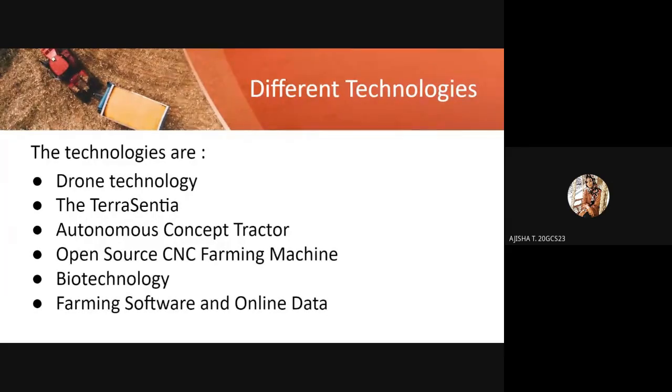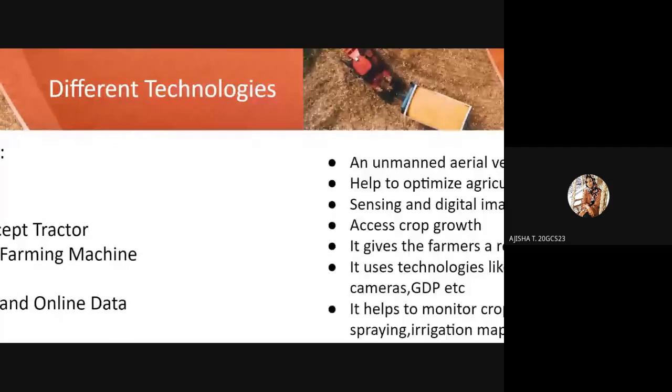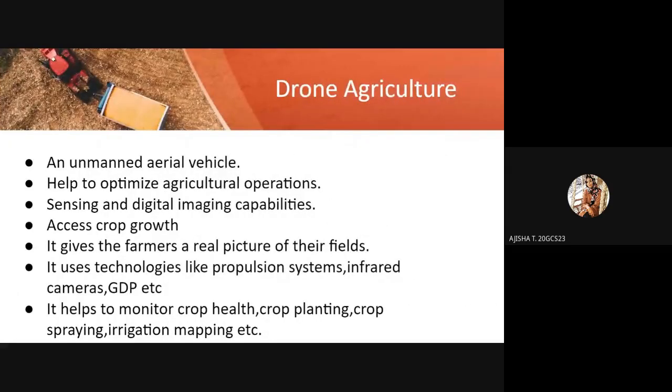Actually, there are plenty of technologies invented to enhance the agricultural sector, like drone technology, Terrasentia, Case IH autonomous concept tractor, open source CNC farming machine, biotechnology, farming software, and online data, etc. These are a few examples of modern technologies in agriculture. So now, let me give you a brief idea on some of these technologies. The first one is drone agriculture.